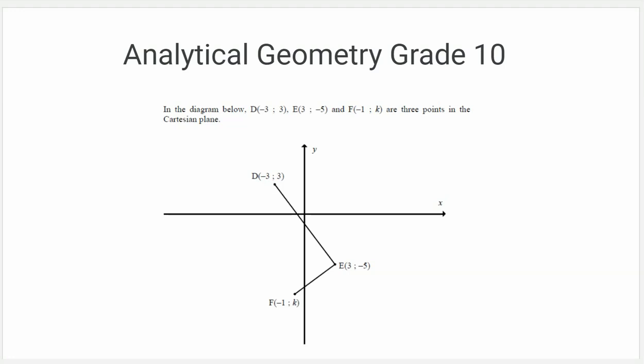Anyway, as you can see in this diagram, it says in the diagram below, there's a point D, a point E, and a point F. And as you can see, point F has a variable. Once you see something like that, you must expect that in one of the questions you'll be asked to find this value k. It might be something you are scared of, but expect that this question of finding the value k will be asked.